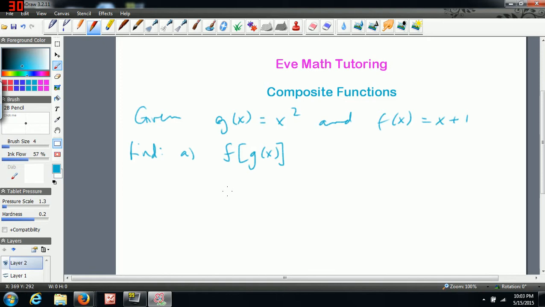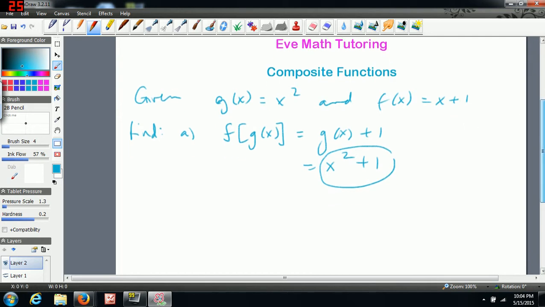Alrighty, so for f, instead of f of x we get f of g of x, which is basically going to be g of x plus 1, and because our g of x is x squared, it's going to be x squared plus 1, so that would be the answer for that one. So instead of your x, you've got g of x, which is x squared. Okay, so that goes into your function of f of x. So that's how you would evaluate f of g of x.